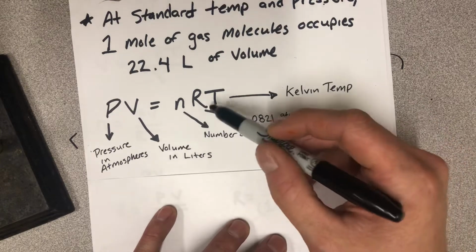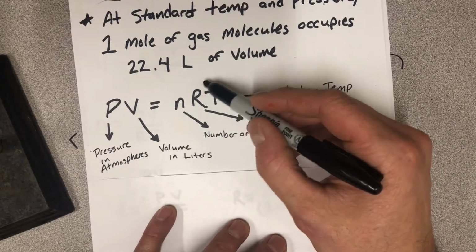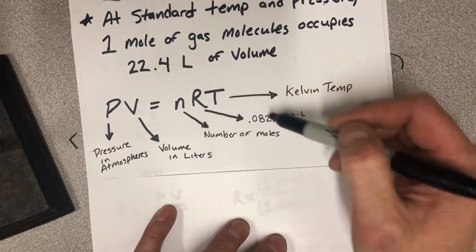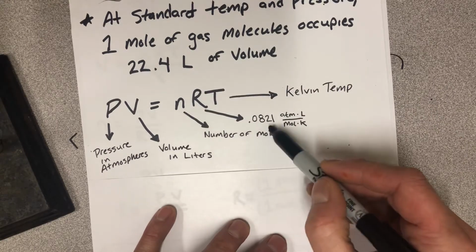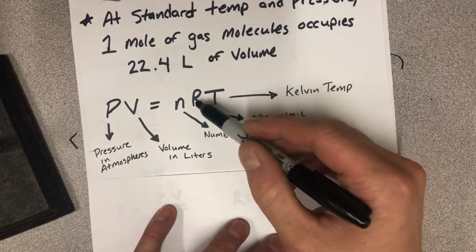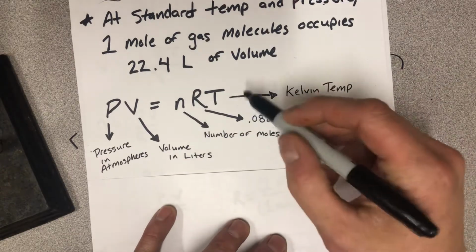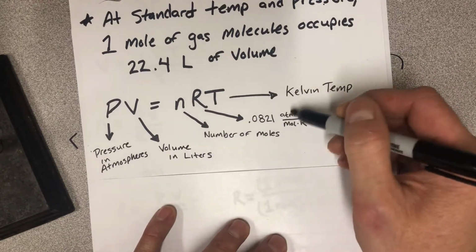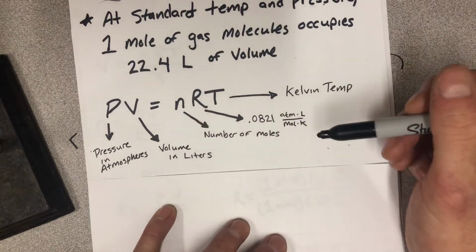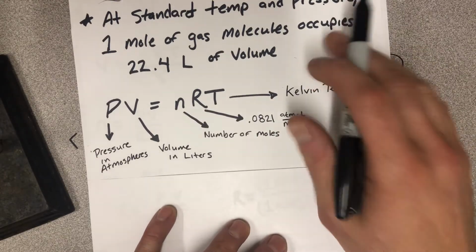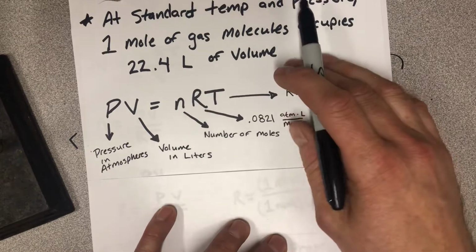And that's important because we're going to use the R that we're going to define here as 0.0821. Those units have to be atmospheres, liters, and Kelvin. So that's a constant value we're going to use, and then N stands for the number of moles of a gas. So that's the amount of gas.